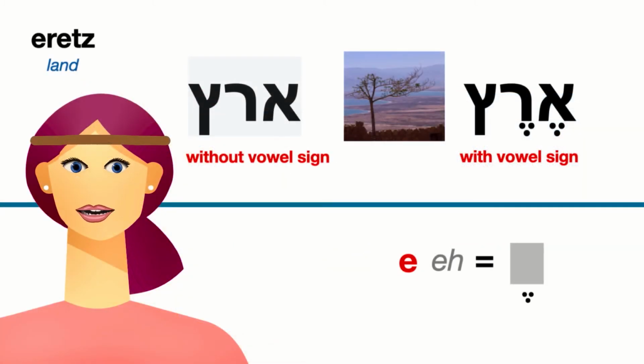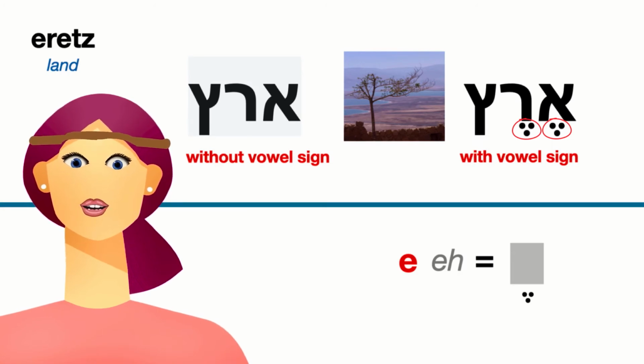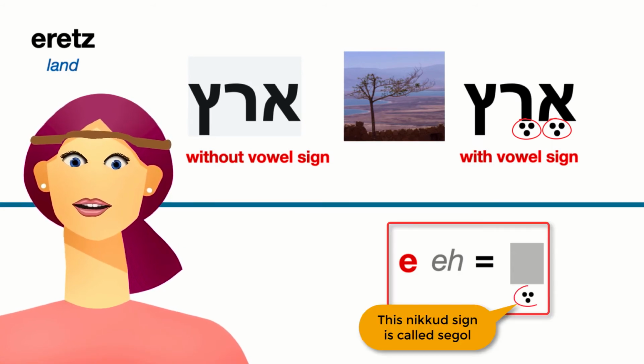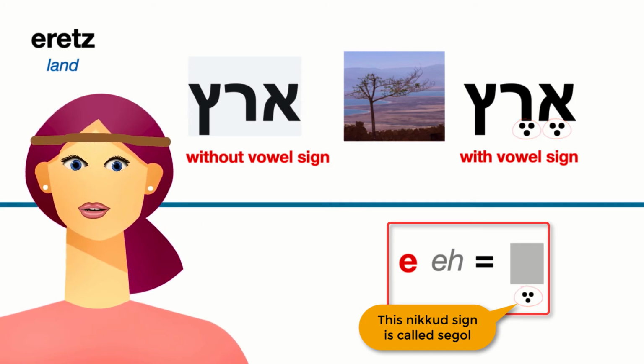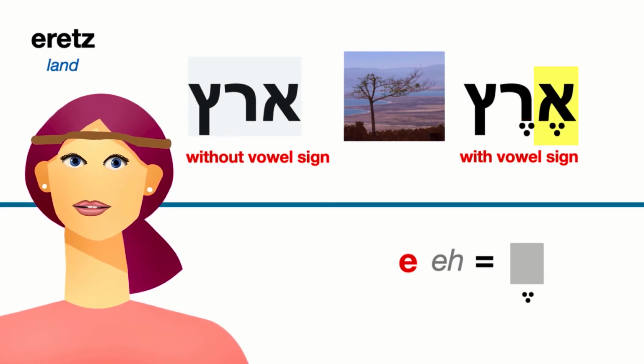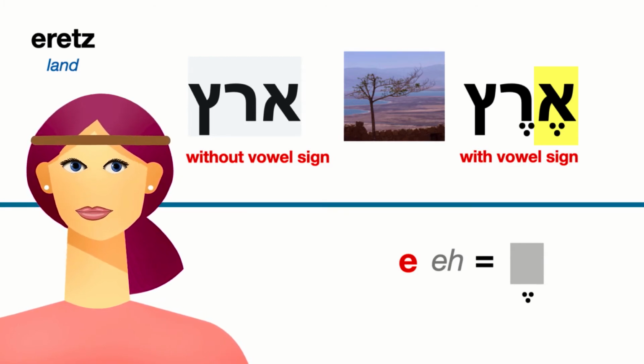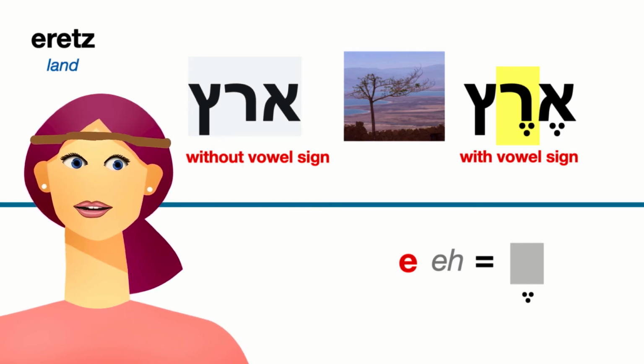ארץ is formed by an aleph, a resh, and a tzadi soffit. Note that there are two nikud signs for pronouncing a short E sound as in egg. This nikud sign is called segol. If you remember, aleph is a silent letter, so it adopts the pronunciation indicated by the nikud sign that is placed on it. That's why we pronounce it here as the sound of E, as in the E of egg. And the letter resh is pronounced as R, and the last sound is the sound of tzadi. So, we say, ארץ.